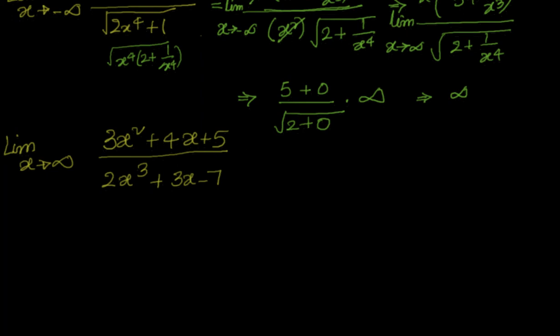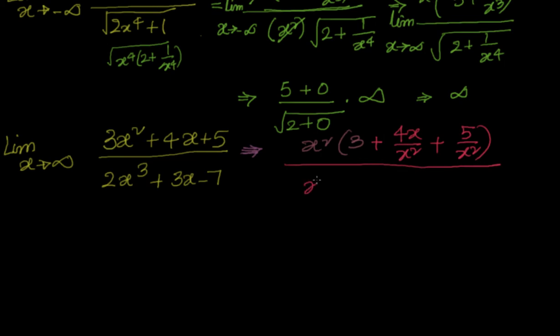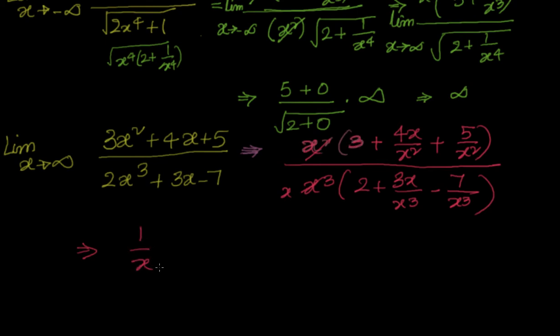Now let us look at the case where m is less than n. So if you solve this, if I take x square common, I will have 3 plus 4x by x square plus 5 by x square divided by x cube into 2 plus 3x by x cube minus 7 by x cube. That is nothing but equal to x square will go x times. So I will have 1 by x.